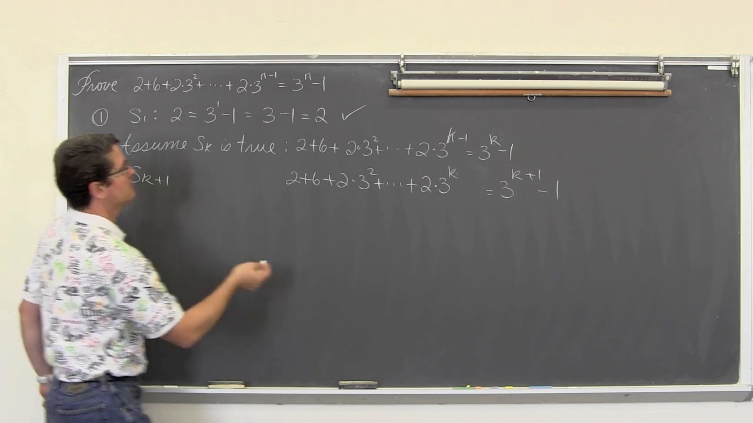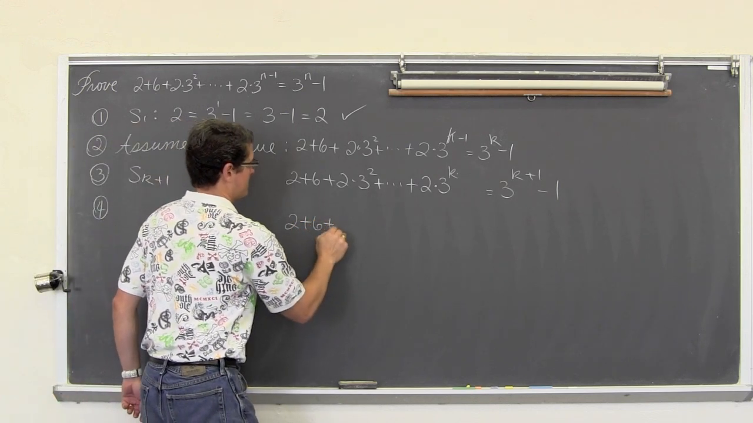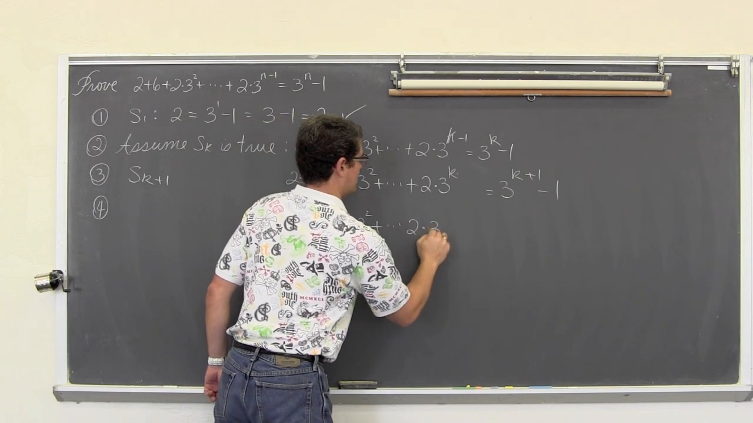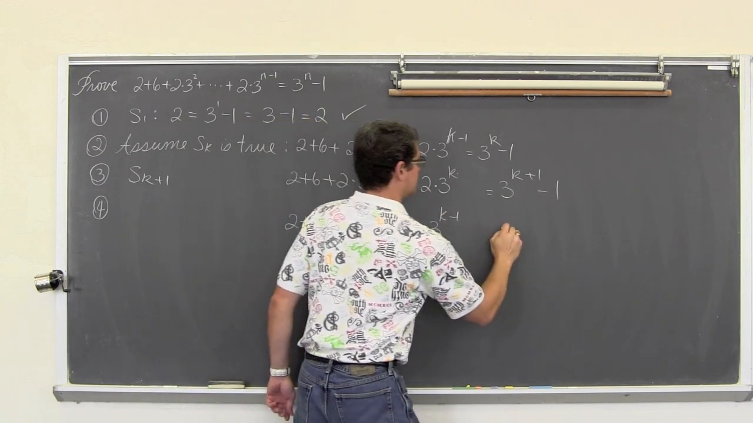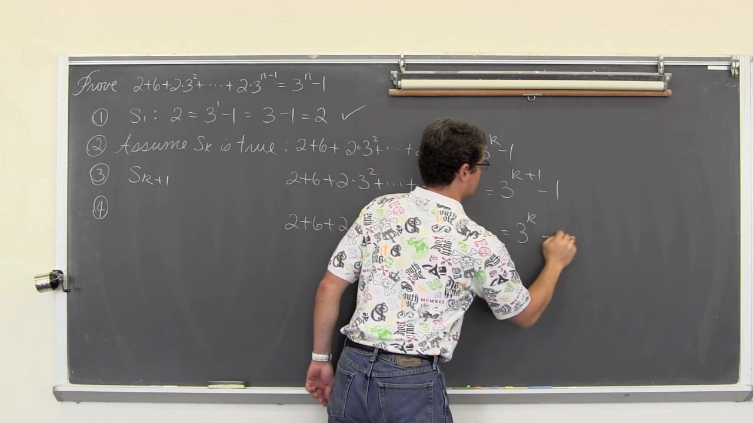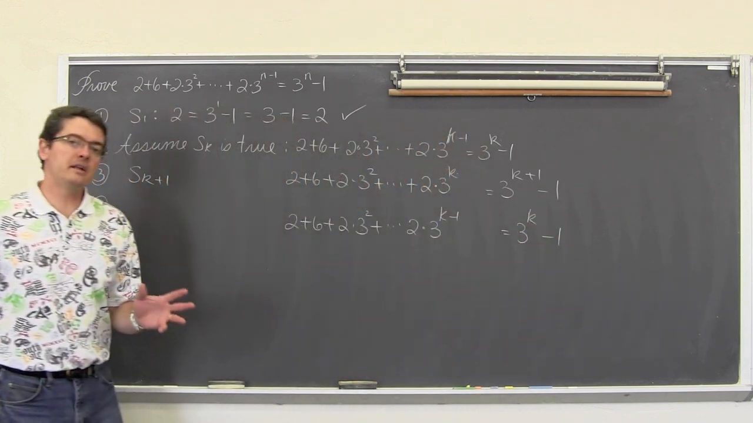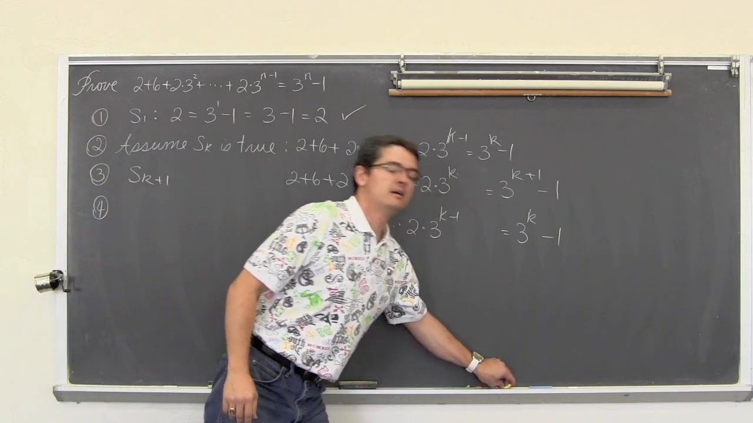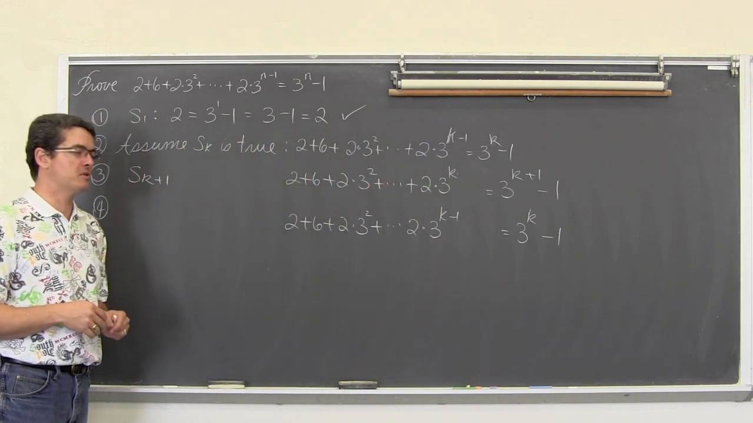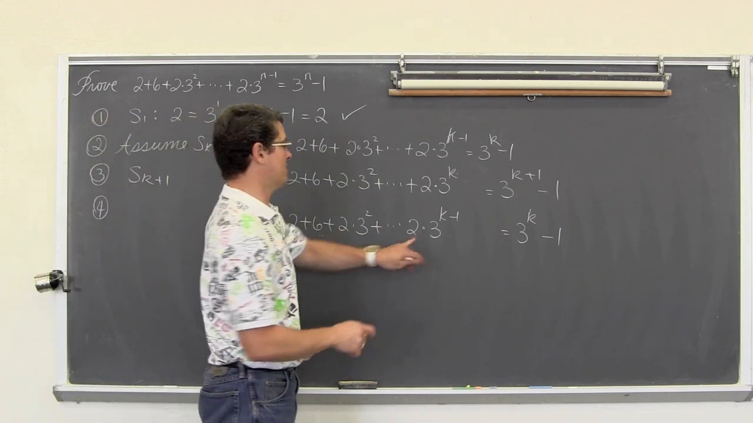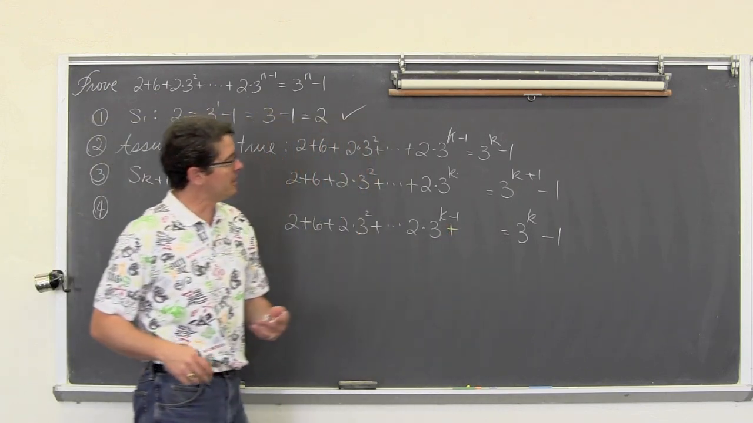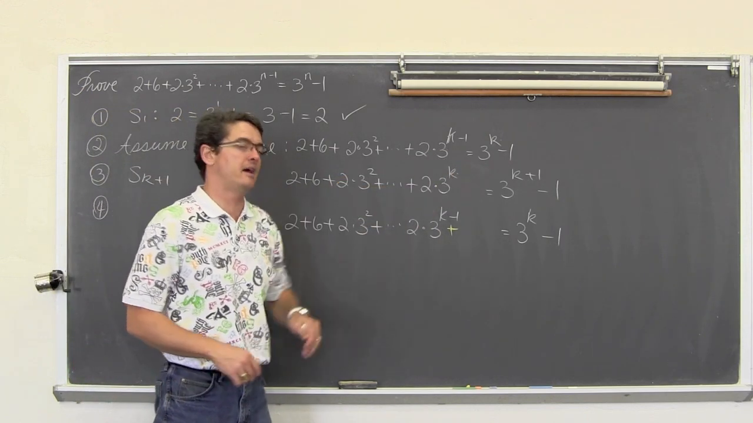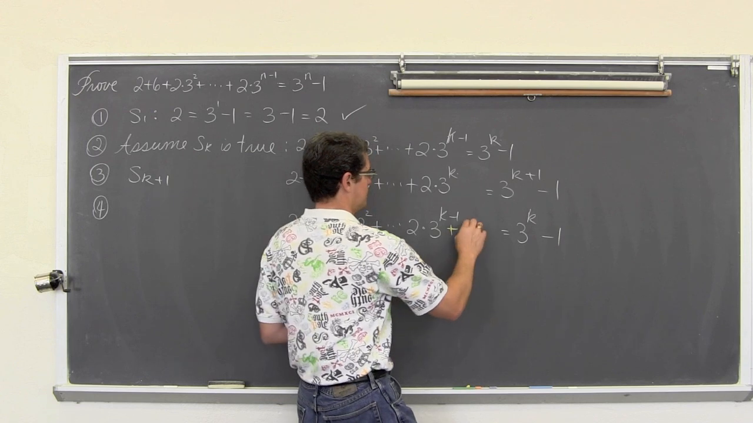Let's see here, 2 plus 6 plus 2 times 3 squared plus. Okay, so I'm rewriting S of k to start the rest of my proof, and again, we're going to add the S of k plus 1 term to both sides. So I'm going to take this term, plug in k plus 1, which I just did up here, so I know it's going to be 2 times 3 to the k, and add that to both sides.